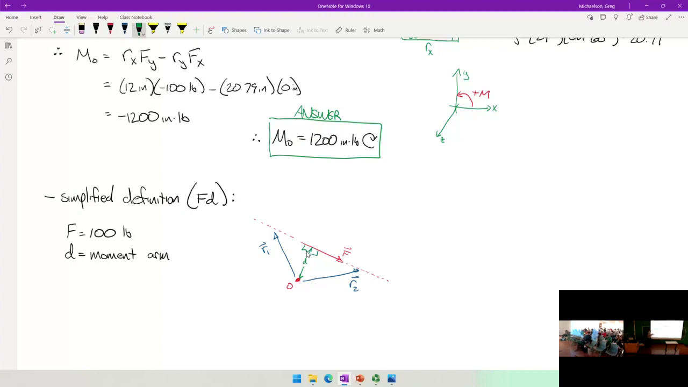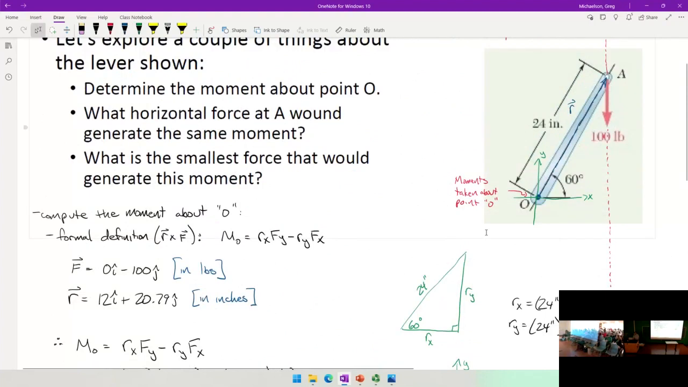Okay? So going back to the problem, let's look at the problem in question. In this case, the moment arm is going to be this dimension, the distance from the point in question to the line, and specifically the shortest distance. So this dimension is the moment arm right there. And what is D for this problem? What's that? Rx, or in this case, 12 inches. Exactly right.